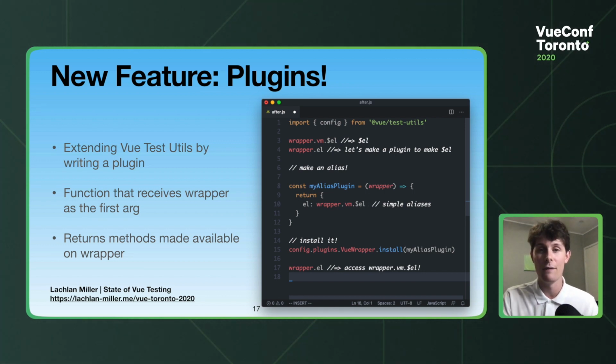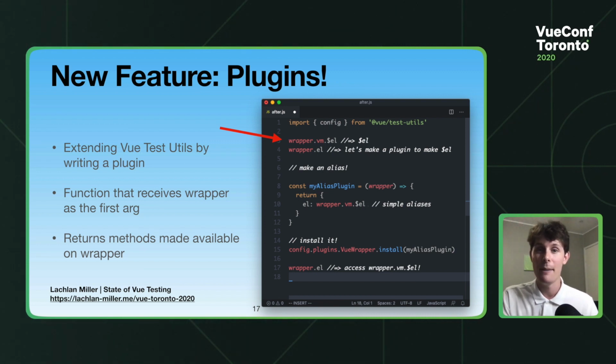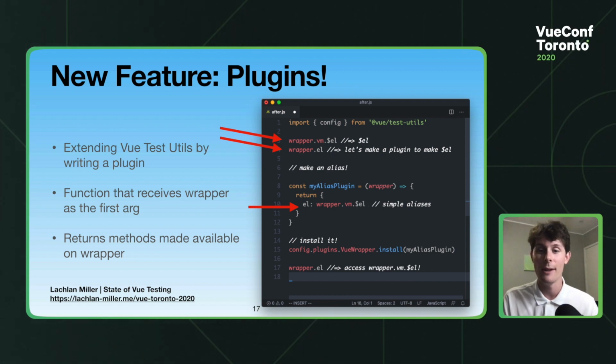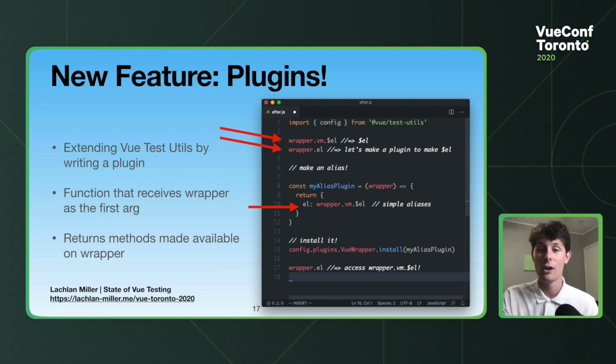Let's see a very simple example of this on the right. Some people like to use wrapper.vm.$L in their tests, and because this is a frequent use case, you might like to create an alias using wrapper.L to save yourself a few keystrokes. Let's see how you can do this using the new plugins architecture. All you need to do is create a function that receives wrapper as the first argument, and everything you return from this is going to be added to your wrapper throughout your Vue tests. So for example, in this case, I'm creating a new L attribute, and that's just going to be an alias to wrapper.vm.L. The next thing you need to do is install it by calling config.plugins.VueWrapper.install and install your plugin, and then you can go ahead and use it in your tests.